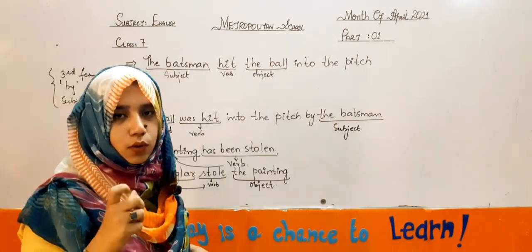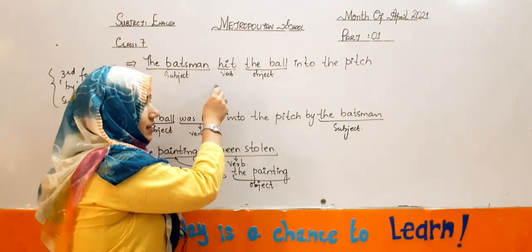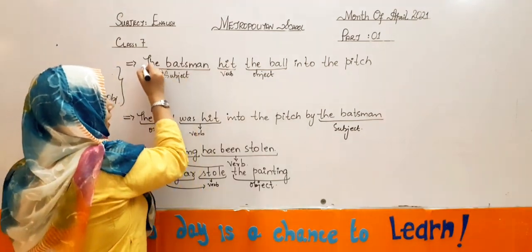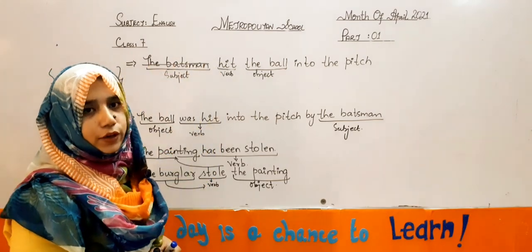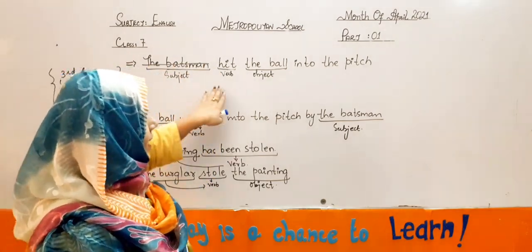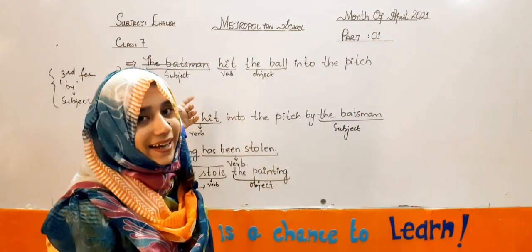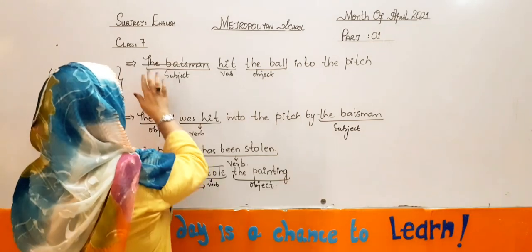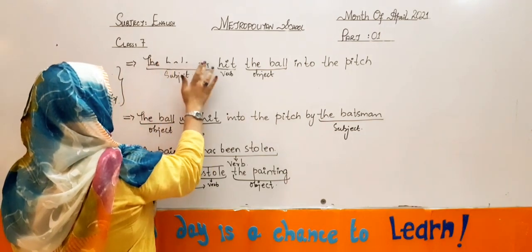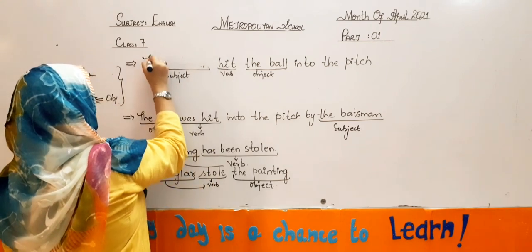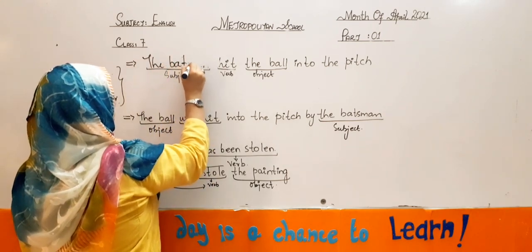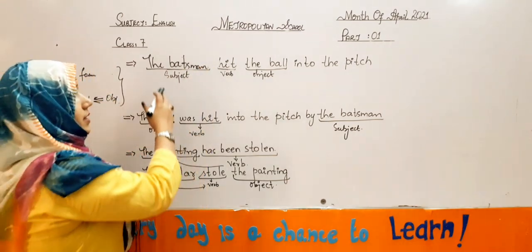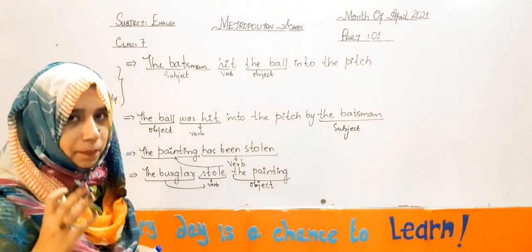In this sentence, the main focus is on the subject, the doer of an action. You can find it important. Why? Because if I hide this batsman, what will you have to read? The hit the ball into the pitch. It doesn't make any sense. So it means that the subject is very important in this sentence. So we are writing: the batsman hit the ball into the pitch, because the doer plays an important part.